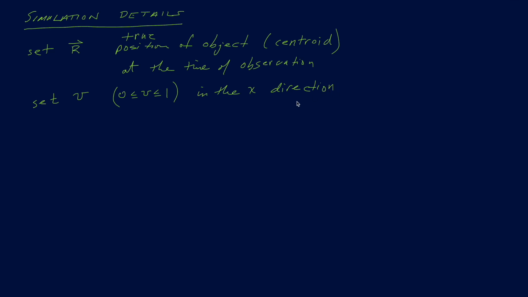There's no loss of generality. That just makes life a little bit easier for us mathematically, okay? All right, once we have those two things behind us, the next thing to do is to build the object.